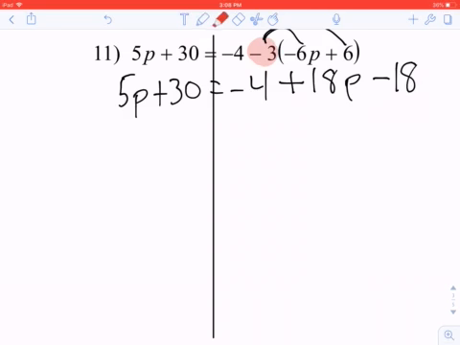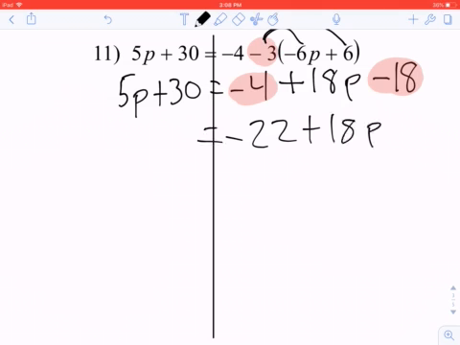We will now combine our like terms. Negative 18 and negative 4 will combine to make negative 22. I will rewrite all of my other work. We now have an equation that has a variable on both sides. We clean that up by moving our smaller variable to the other side with our larger variable.